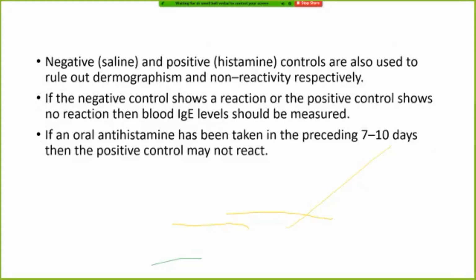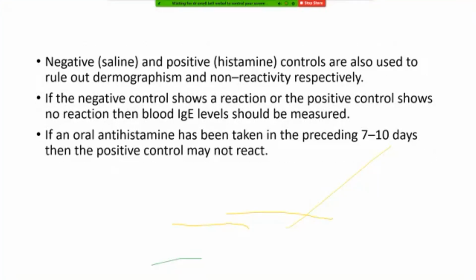Saline, the negative control, and histamine, the positive control, are also used to rule out dermographism and non-reactivity respectively. If the negative control shows a reaction or the positive control shows no reaction, then blood IgE level should be measured. If an oral antihistamine has been taken in the preceding 7 to 10 days, then the positive control may not react. So based on this, positive is the histamine. If an antihistamine is taken in the last 7 to 10 days, the positive will not show.